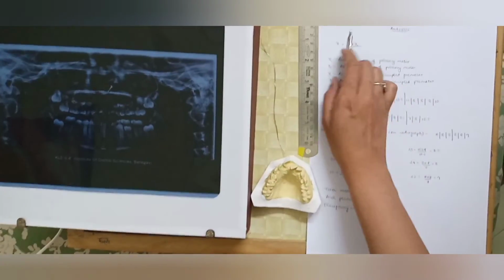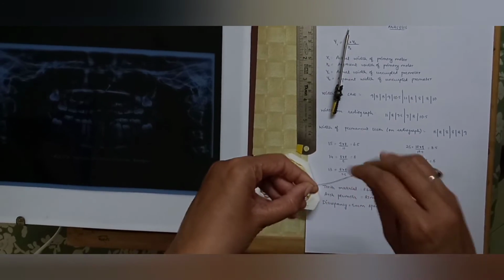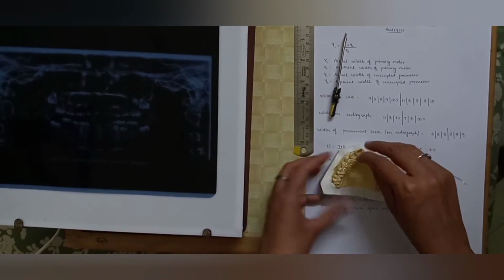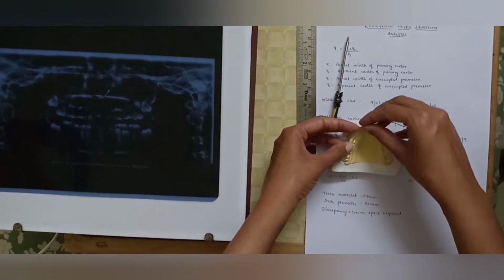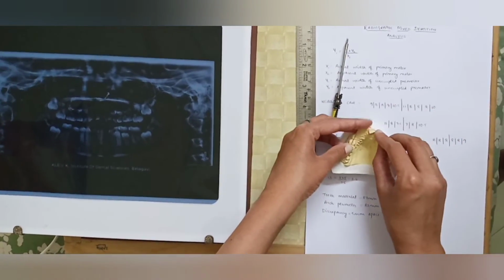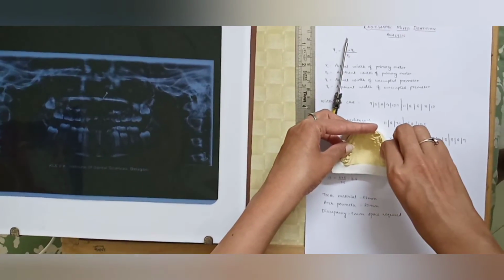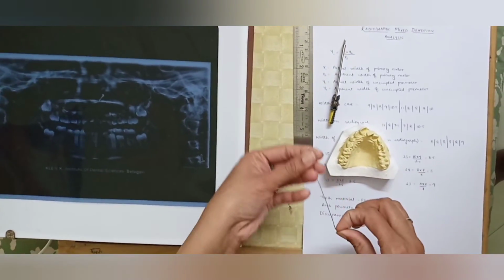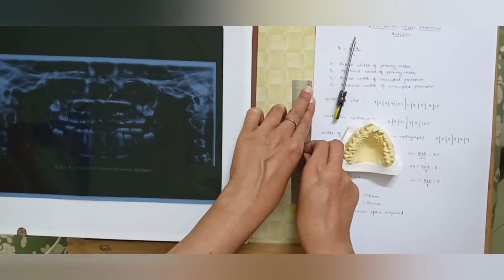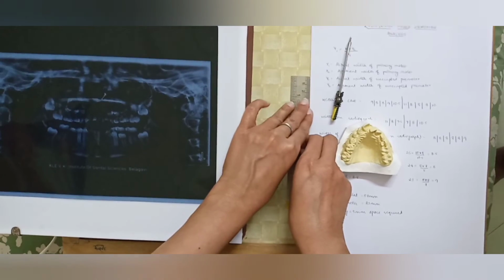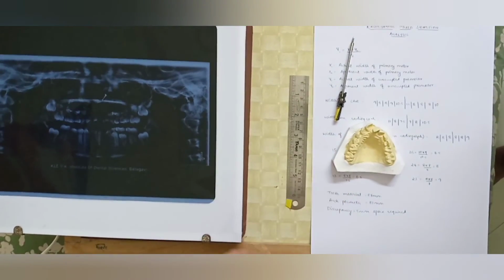Now we will look at the arch perimeter. Arch perimeter is measured using a brass wire. We take it from the mesial end of the permanent first molar of the first quadrant to the mesial end of the permanent first molar of the second quadrant, and then we'll measure it on the scale. It comes out to be 82 mm.